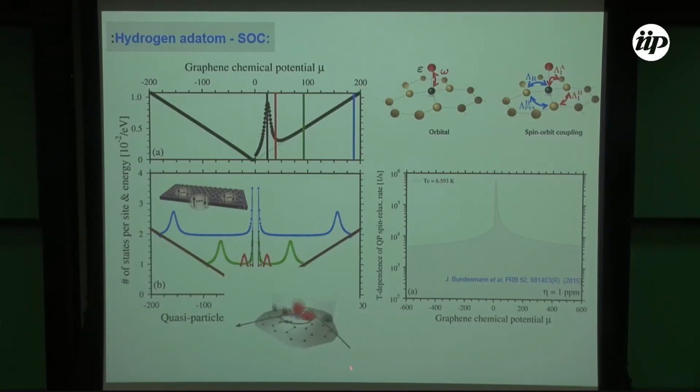An electron, or quasi-electron, or in that case an electron, because we are above the critical temperature, is coming. It is orbitally locked around the impurity. The impurity has a strong spin-orbit coupling, then the electron flips and leaves.